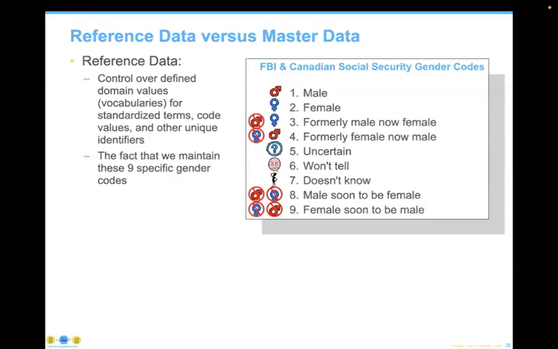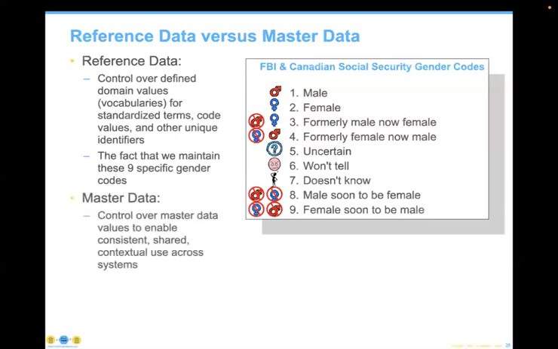Uncertain, won't tell, doesn't know, male soon to be female, and female soon to be male. Right. The FBI decided those were good enough for them, so the FBI used those same gender codes for a period of time. The fact that we maintain 9 gender codes is reference data. There isn't a 10th one. There are no alternatives. There is nothing else that fits into these categories of defining, in this case, the gender codes. Now, whether that's right or wrong is another question, but this is what's in the system. So this is what people have to take care to maintain.